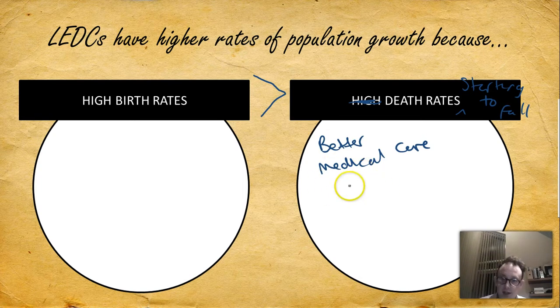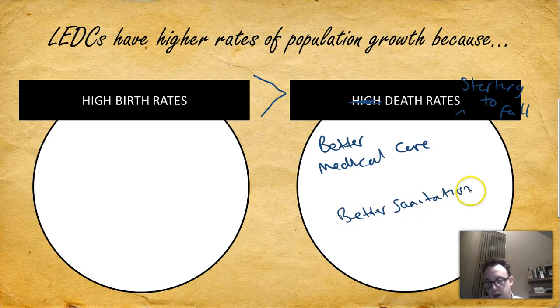In addition to that, we've got things like better sanitation. A lot of the work that goes on in these countries to help them develop is to improve their sanitation. By sanitation I mean things like sewage and toilets. By improving the sanitation, you decrease the rates of diseases. Better sanitation means that fewer people get diseases and fewer people die.